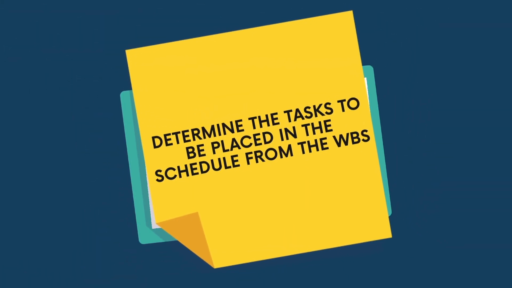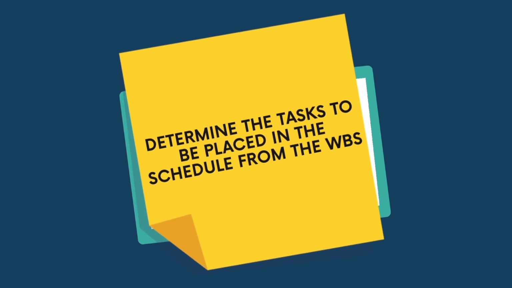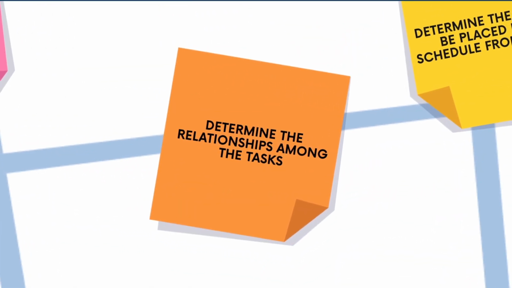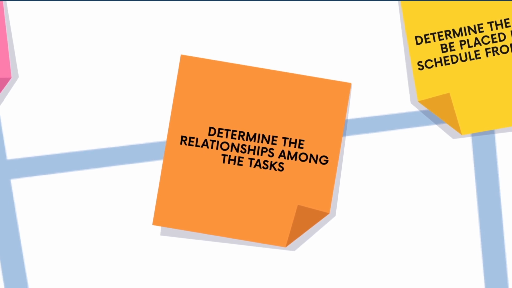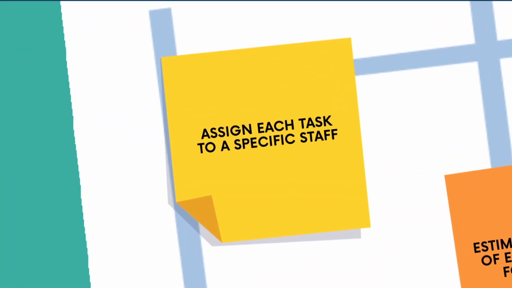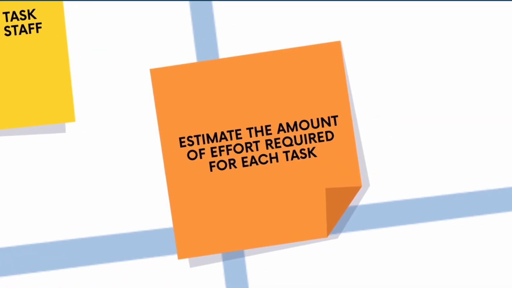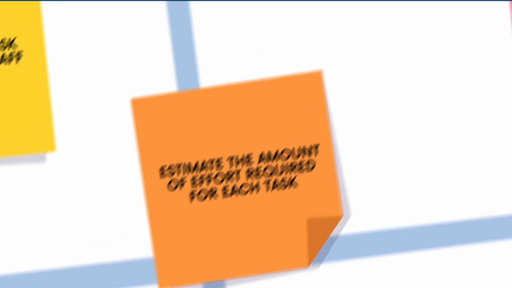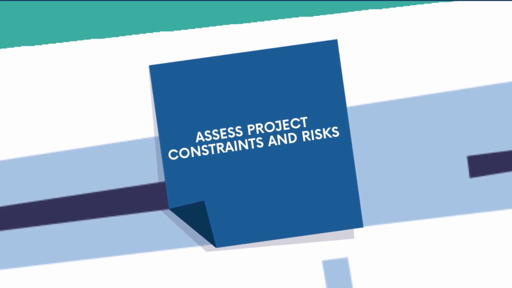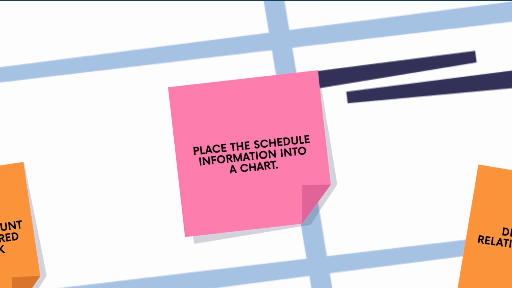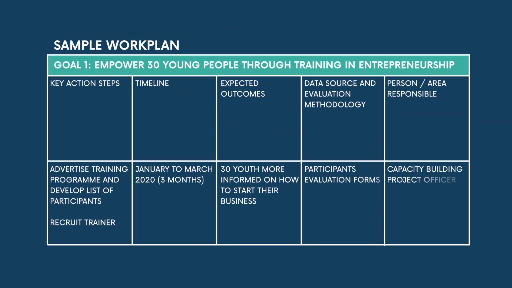To create the project schedule: 1. Determine the tasks to be placed in the schedule from the WBS. 2. Determine the relationships among the tasks. 3. Assign each task to a specific staff. 4. Estimate the amount of effort required for each task. 5. Assess project constraints and risks. 6. Place the schedule information into a chart. At the end of these processes, you can have a sample work plan like this.